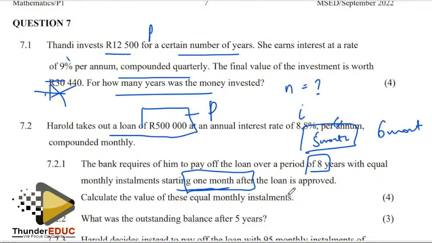If you start immediately, then you'll be cutting short the number of years or the periods. It will be less than exactly 8 years. So you need to bear that in mind.